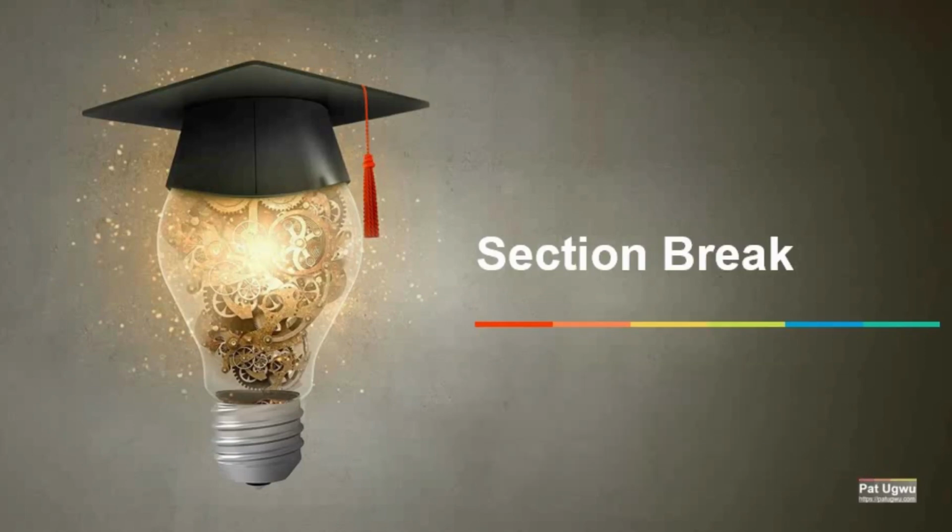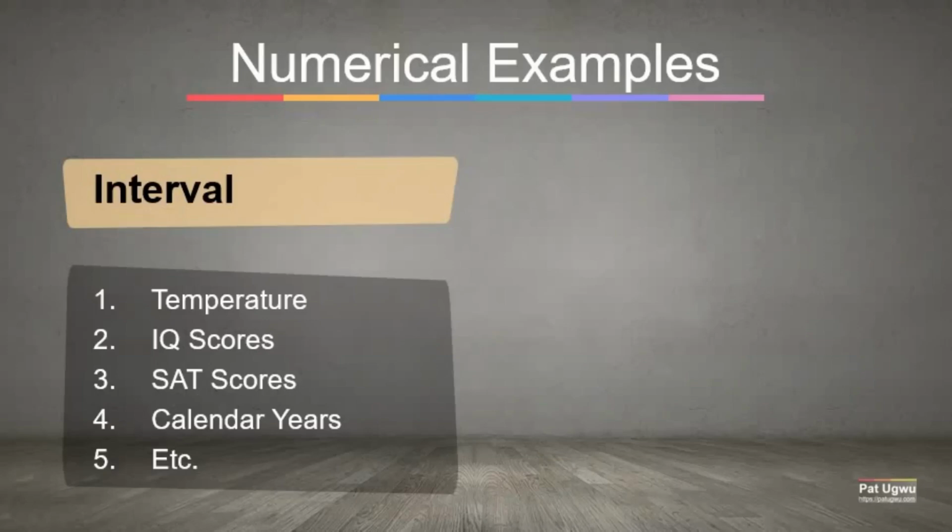I hope you understand. Moving on, we have numerical examples, and the first one there is interval. For interval, number 1 there is temperature. It can also be IQ scores, SAT score. These are exam scores. So if you are doing something like exam score, use interval. It can also be calendar year and so on.